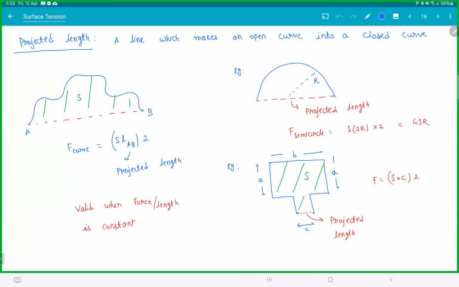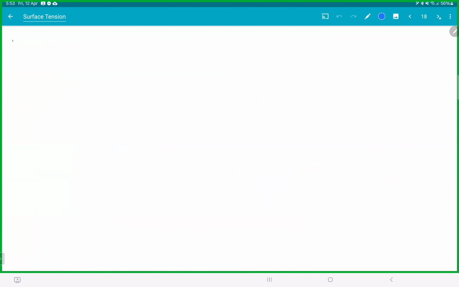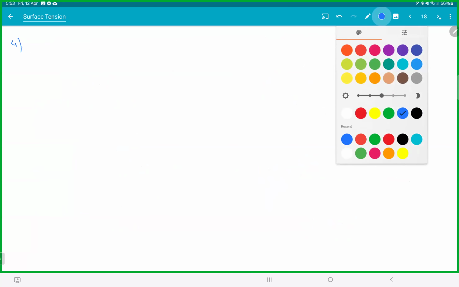And remember the projected length. This is going to again come in magnetic field and EMI. Two more chapters it will encounter. Next thing.